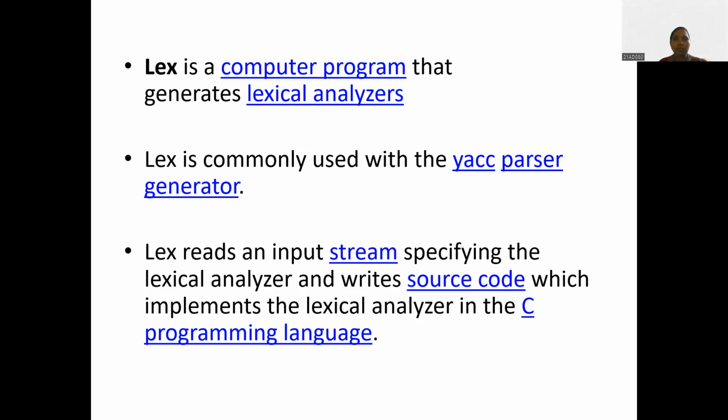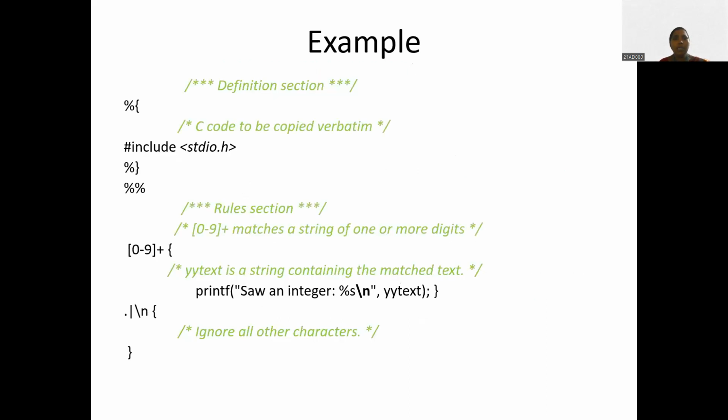LEX reads an input stream specifying the lexical analyzer and writes a source code which implements the lexical analyzer in the C programming language. Now, the three basic classifications of the representation of our code in LEX are, first, you will be having the definition part. Then you will be having the transition rules. Finally, you will be having the auxiliary functions. Each and every three parts will be separated by the percentage symbol, right?